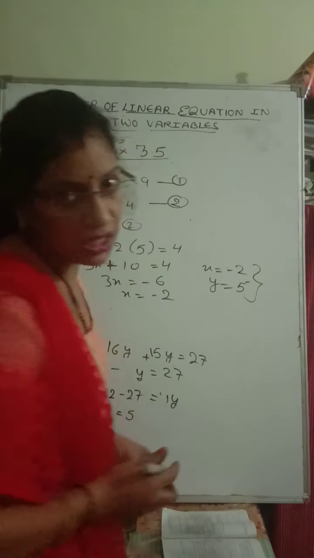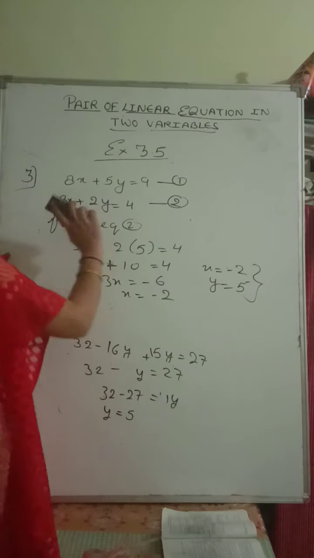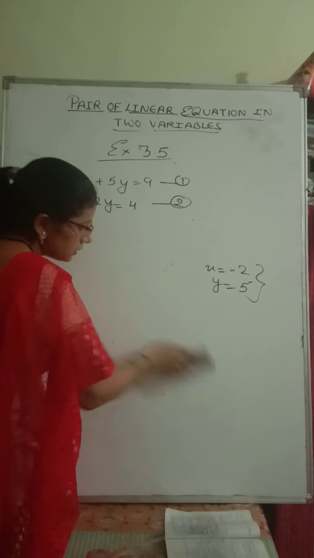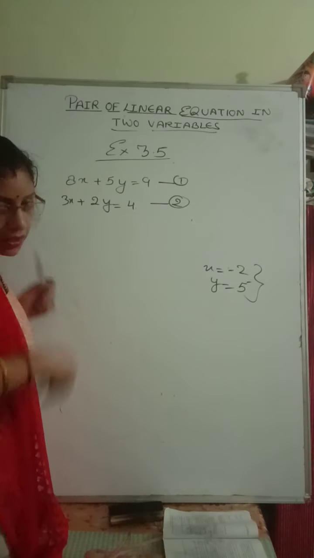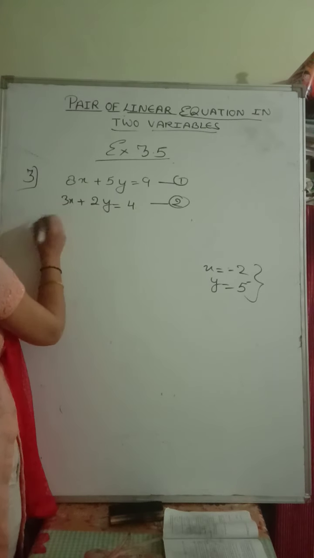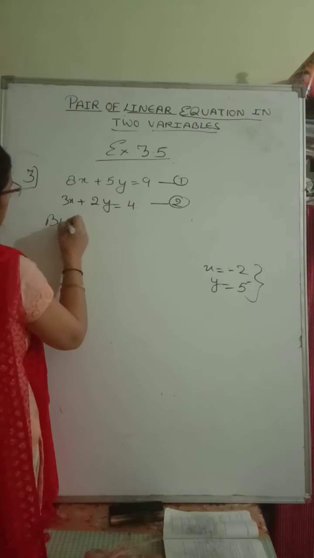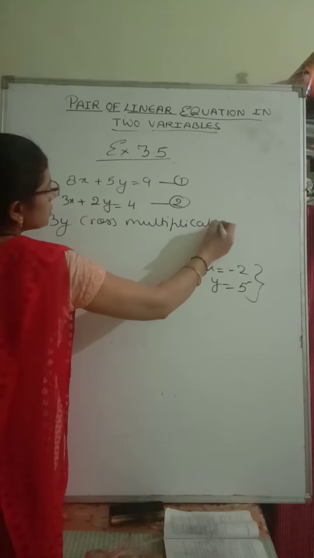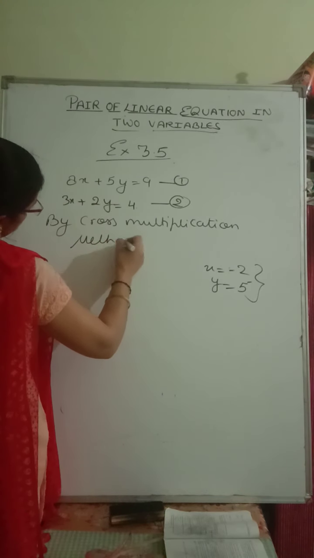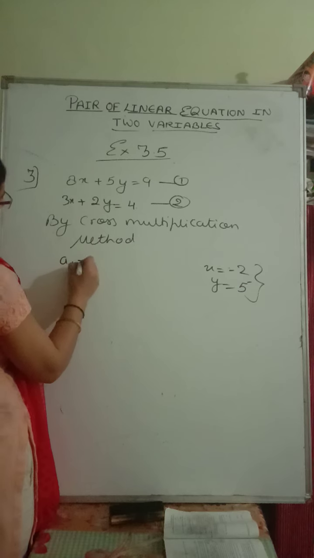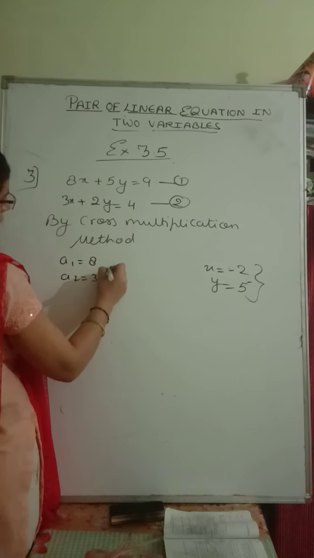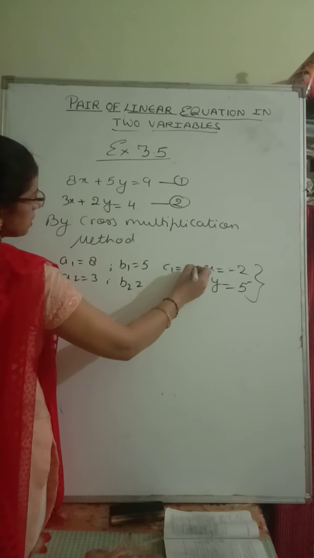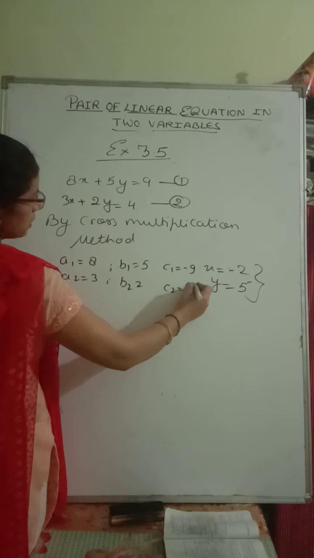Okay. Now the main thing we are doing is the cross multiplication method. The substitution method you knew from previously, but we did it because you have to do it. Now by the cross multiplication method, first write the values: a1 is 8, a2 is 3, b1 is 5, b2 is 2, c1 is minus 9, and c2 is minus 4, after bringing the constants to this side.